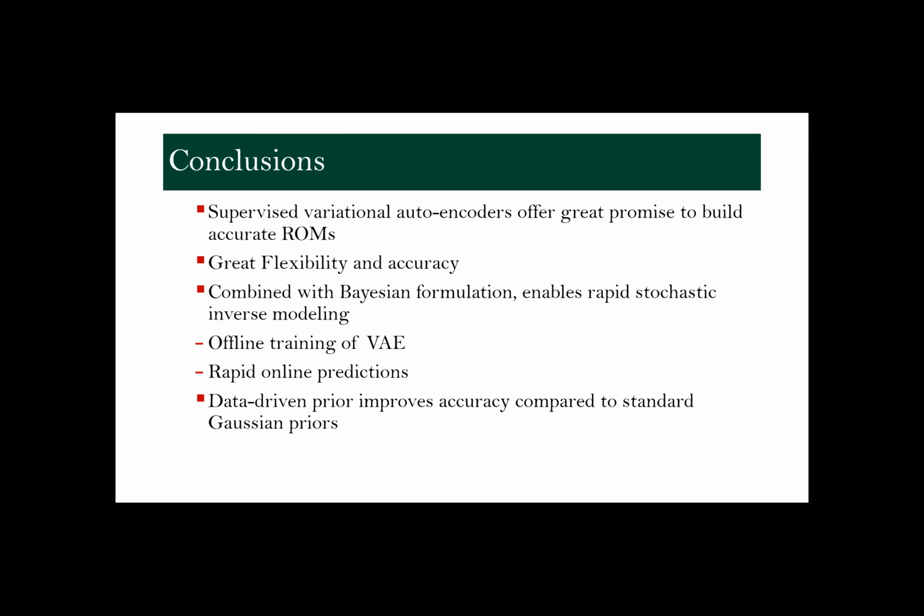For the preliminary analysis, probably a GAN, which requires about 1,000 to 10,000 epochs, may be used for more complex distributions. Once you have the nonlinear projector and also the reduced order model, you can perform rapid online predictions. An additional advantage is that the data-driven prior improves the accuracy compared to the standard Gaussian priors.